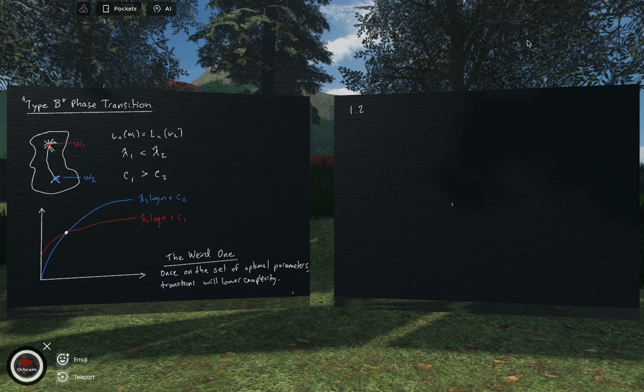So this is 1.2, the SGD learning process. Okay, so what's going on here? Well, we've known for a long time that what's going on with SGD is something like you fit more and more complex functions.